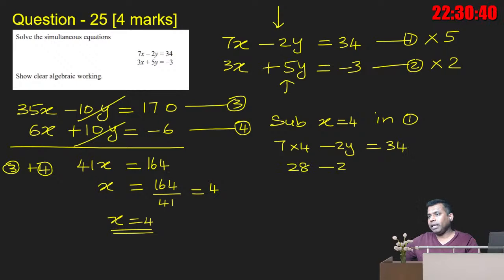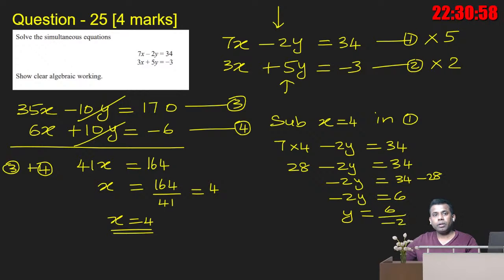in the first equation, which is 7 times 4 minus 2y equals 34. 28 minus 2y equals 34. Minus 2y equals 34 minus 28. So minus 2y equals 6. y equals 6 divided by minus 2. I think I'm writing behind me, so you can't see properly. So y equals minus 3 is the correct answer. So x equals 4, y equals minus 3.